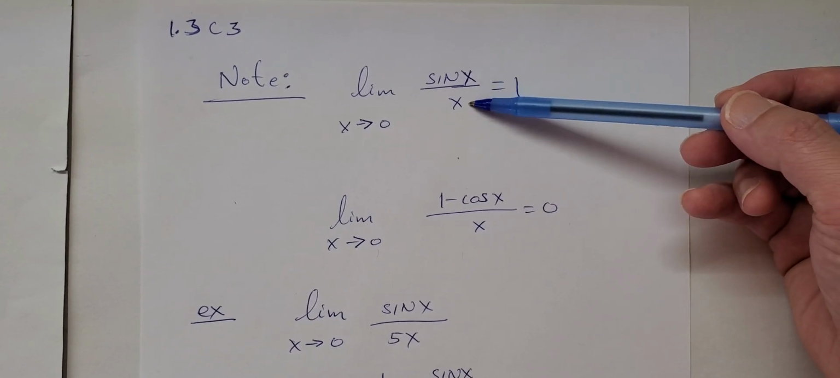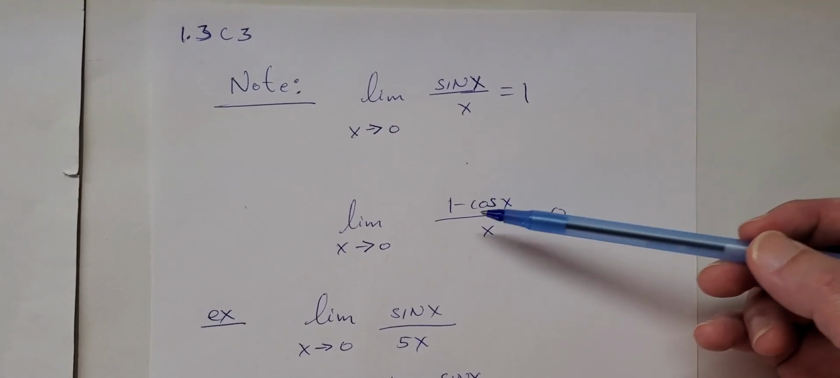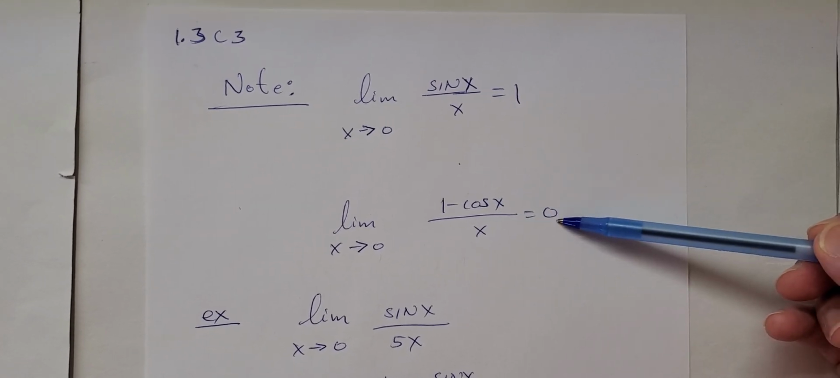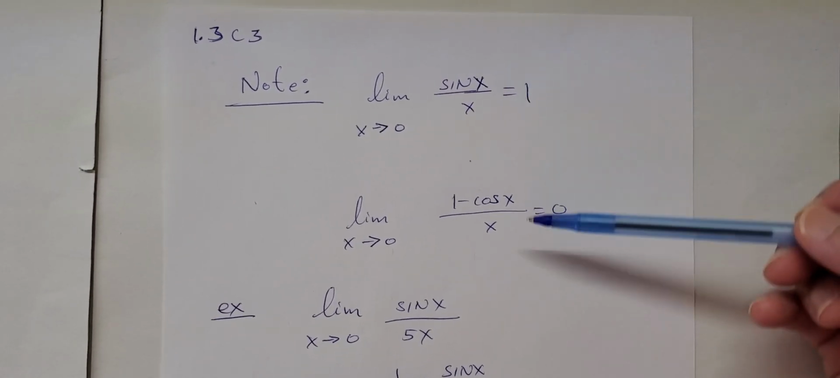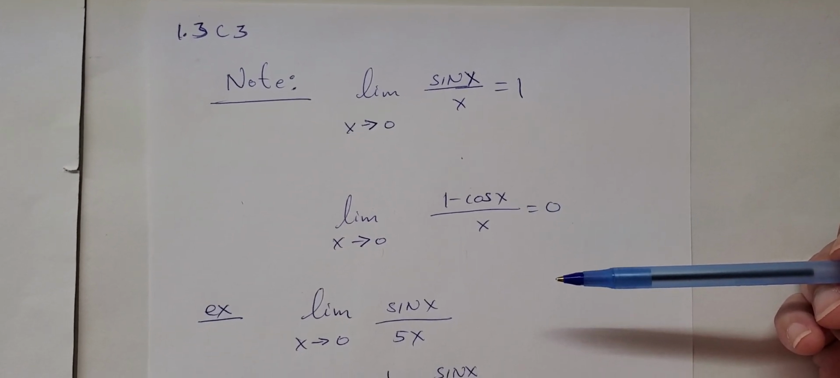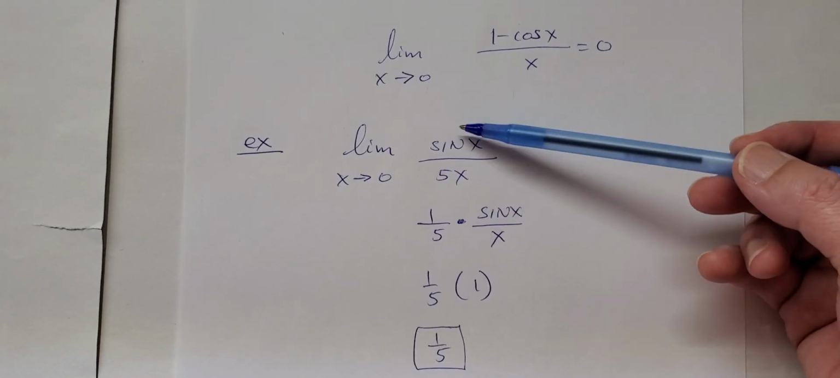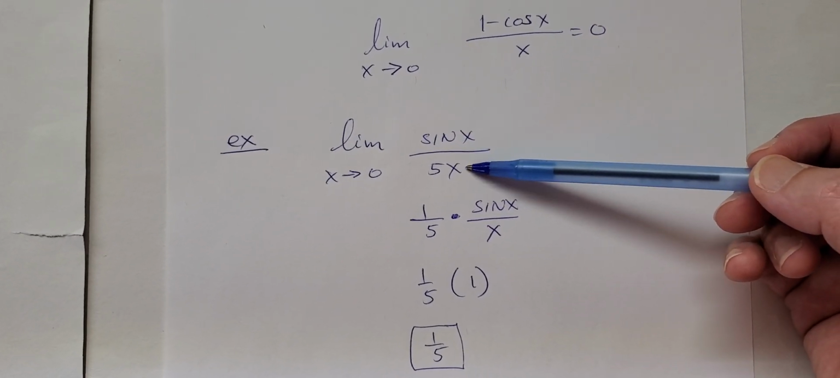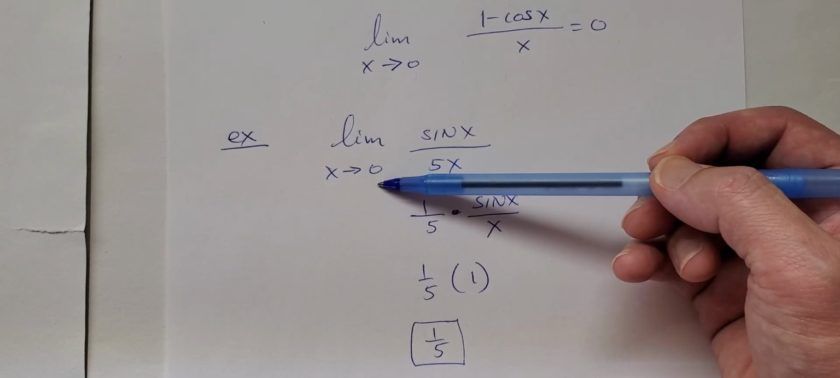So sine x over x is equal to 1, and 1 minus cos x all over x equals 0. We need these rules to solve our homework problems. Here we have an example: the limit of x sine x all over 5x as x approaches 0.